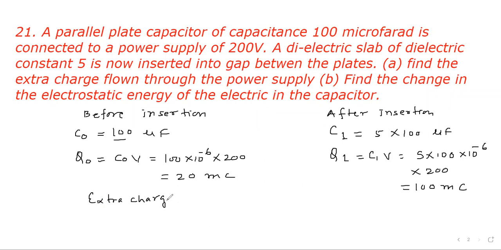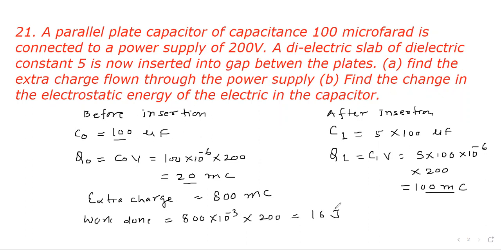Now, extra charge is the difference of the two charges. So this is 100, this is 20. It means 80 millicoulomb. Now, work done will be extra charge times voltage. So extra charge is 80 into 10 to the power minus 3, into voltage 200. So this will become 16 joule.